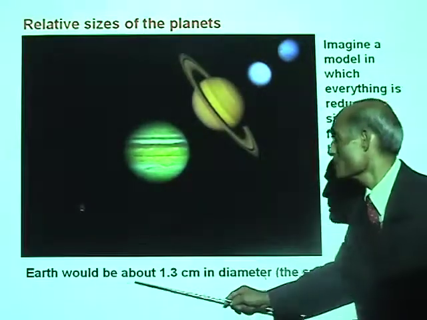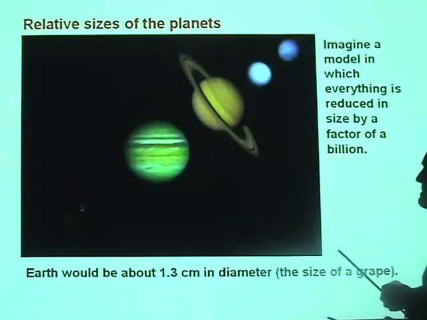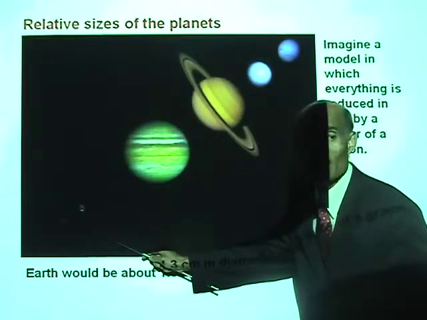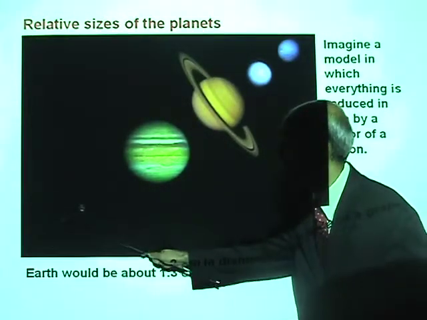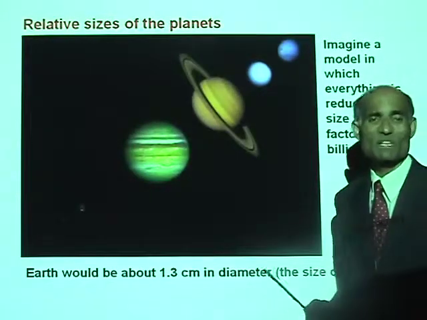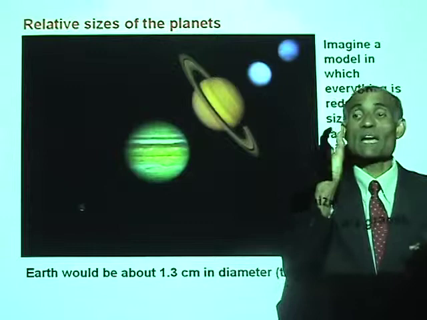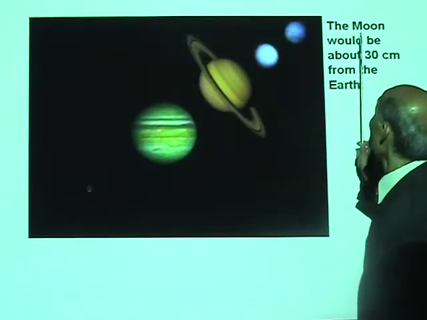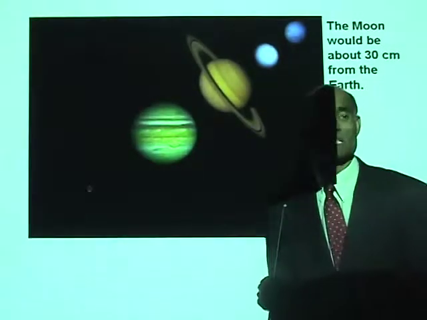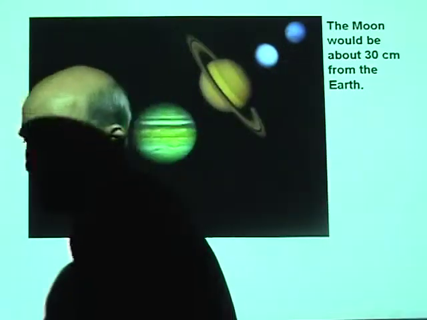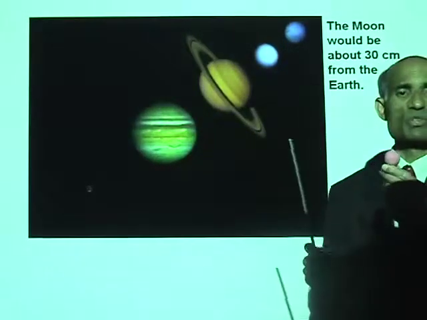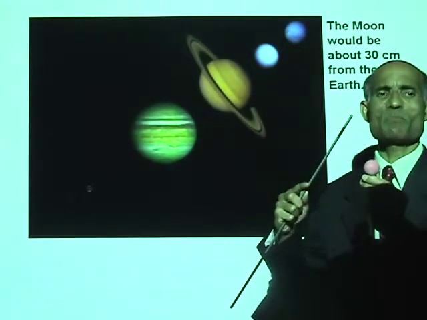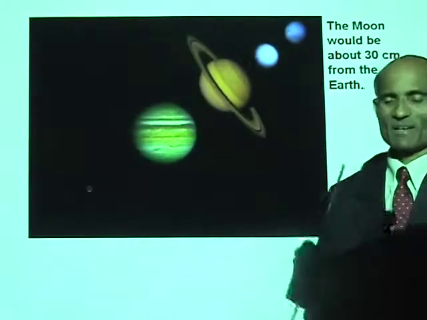Well, the Earth would be about 1.3 centimeters in diameter. Now, can you watch over here where I'm pointing? The Earth would be about 1.3 centimeters. In that case, the Earth will look like a small grape. Now, where will the Moon be? The Moon would be about 30 centimeters from the Earth. So, if the Earth is this little grape, the Moon will be about 30 centimeters away. If you can follow my pointer, the Moon will be somewhere there, at that scale.